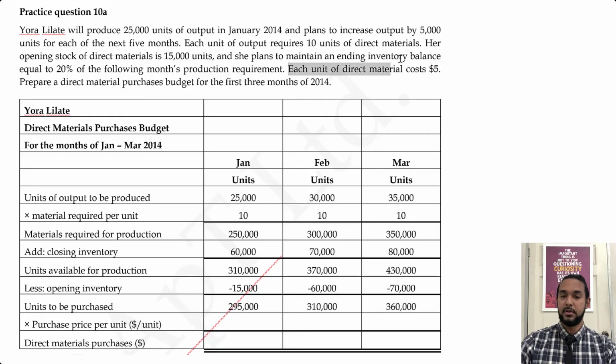And we are told each unit of direct material costs $5. So all we have to do is multiply by 5 to get the total value of purchases for each of the months. All right, so I have one more example and one more question.